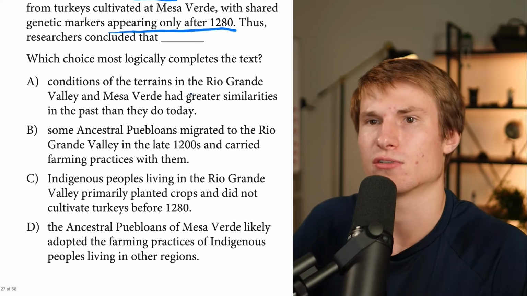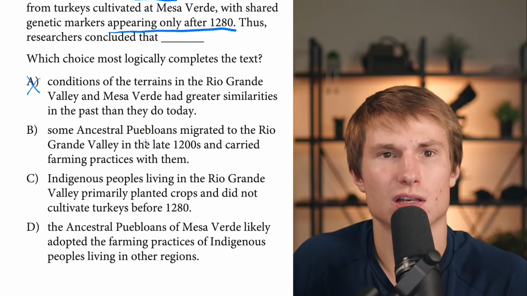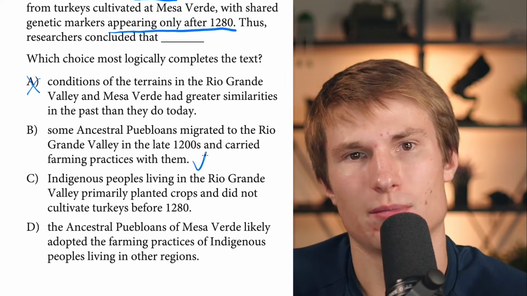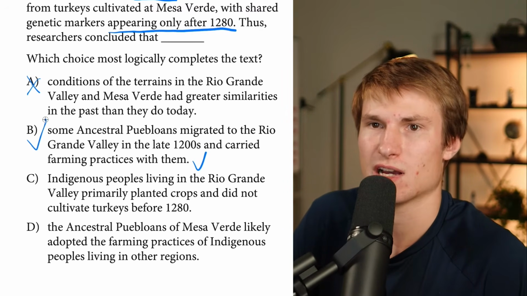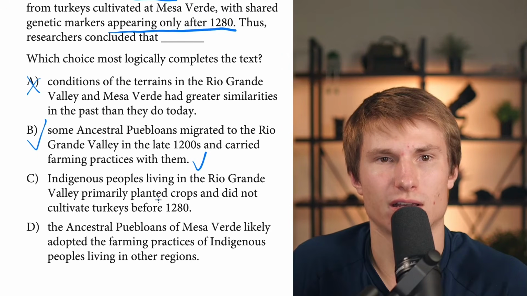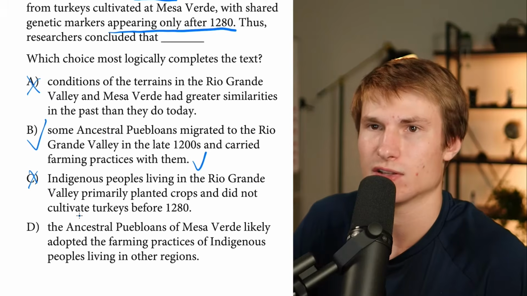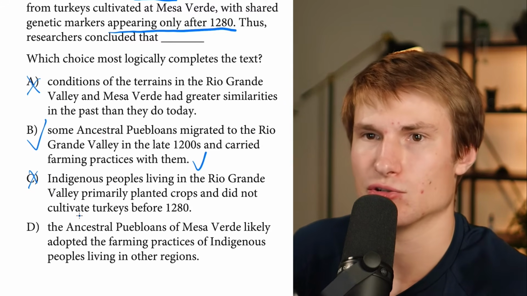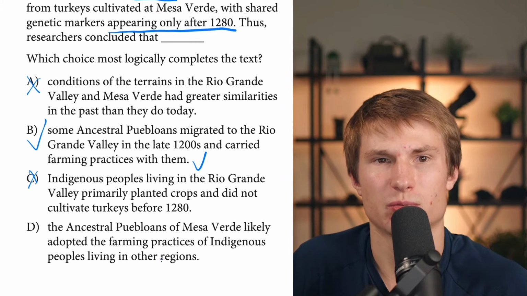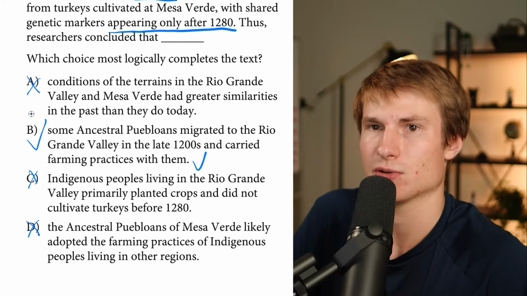Conditions of the terrains in the Rio Grande Valley and Mesa Verde had greater similarities in the past than they do today. No, we've got B. Some ancestral Puebloans migrated to the Rio Grande Valley in the late 1200s and carried farming practices with them. Yes, okay, that has the most support from the text, as I discussed earlier. We can go ahead and take a look at C. Indigenous peoples living in the Rio Grande Valley primarily planted crops and did not cultivate turkeys before 1280. No, this is evidence of that migration from Colorado to New Mexico. We've got D. The ancestral Puebloans of Mesa Verde likely adopted the farming practices of indigenous peoples living in other regions. No, they would have brought these farming practices with them, so those turkeys would have come with them. Okay, so our answer would have to be answer choice B.